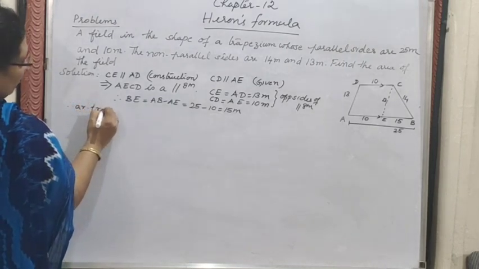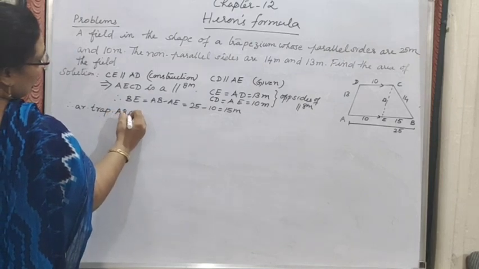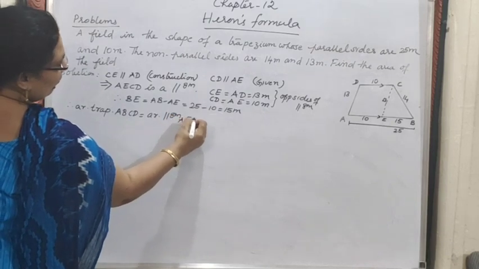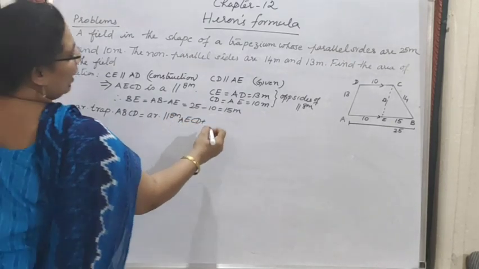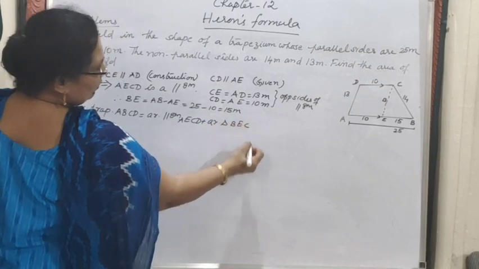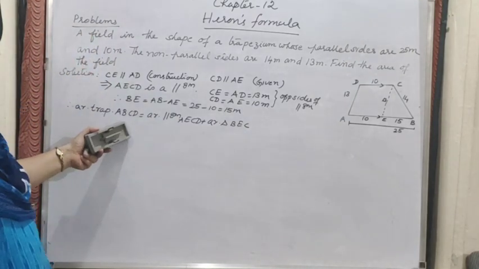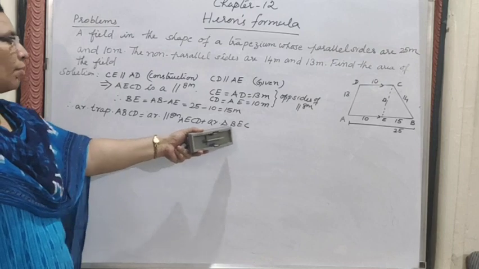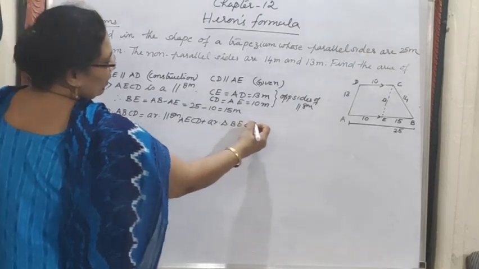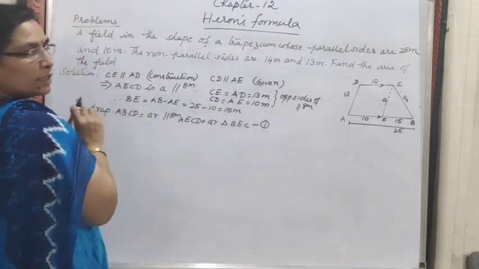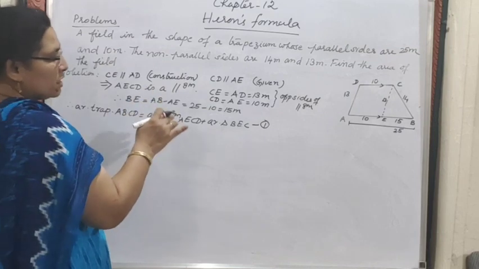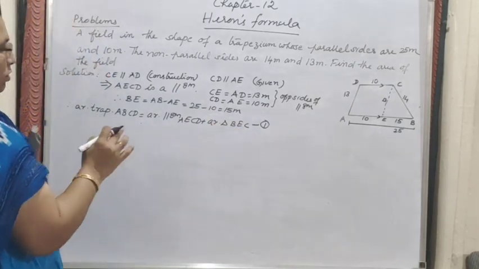Area of the trapezium ABCD means area of the parallelogram AECD plus area of the triangle BEC. You can understand from the figure, it is divided into two figures. One is a parallelogram, another one is a triangle. Now, according to the formula, what can you write here? It is base into height, since it is a parallelogram, but no height is given. So what we should do is, first we will calculate the area of the triangle BEC. So, let us see that one.